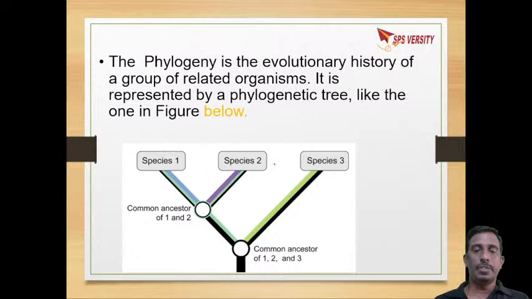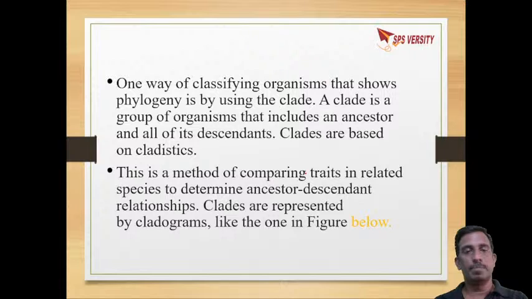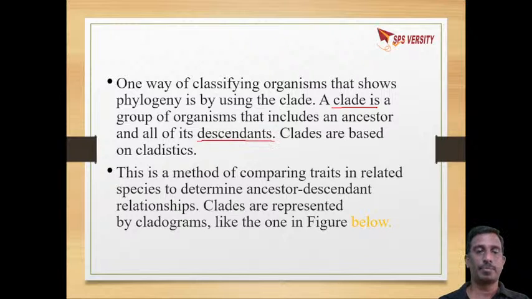Okay. So if you look into a cladogram, there are three species, 1, 2, 3, which have a common ancestor. And species 1 and 2 have a common ancestor. So this is called a cladogram. Each branch is called a clade. A clade is a group of organisms that includes an ancestor and its descendants. So it is based on ancestor-descendant relationships, and these are called cladograms.